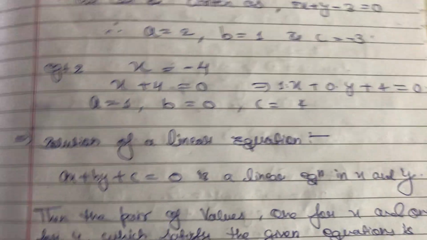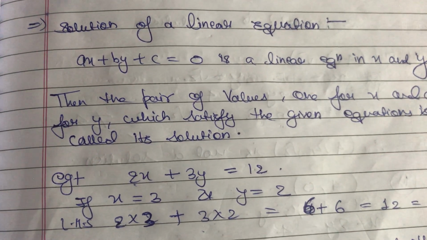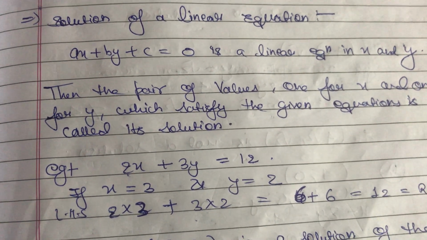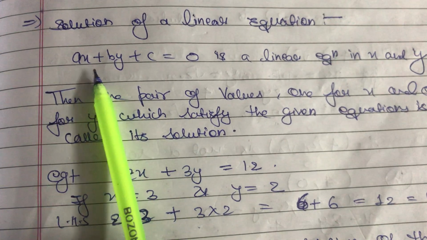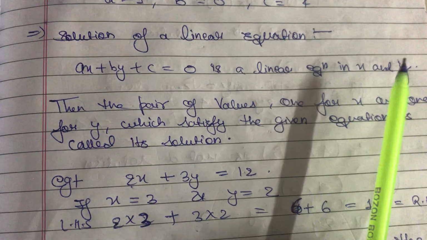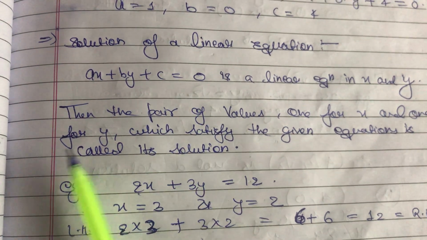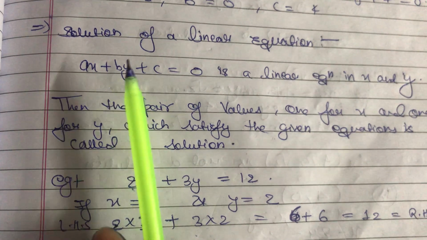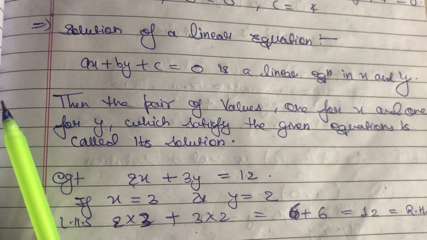Now the next topic is to find the solution of a linear equation. Now what do we mean by the solution of a linear equation? By saying solution of a linear equation, we mean that for a linear equation ax plus by plus c equals to 0, which is a linear equation in x and y, to find the solution means to find the pair of values, one for x and one for y, which satisfy the given equation. That is called the solution.